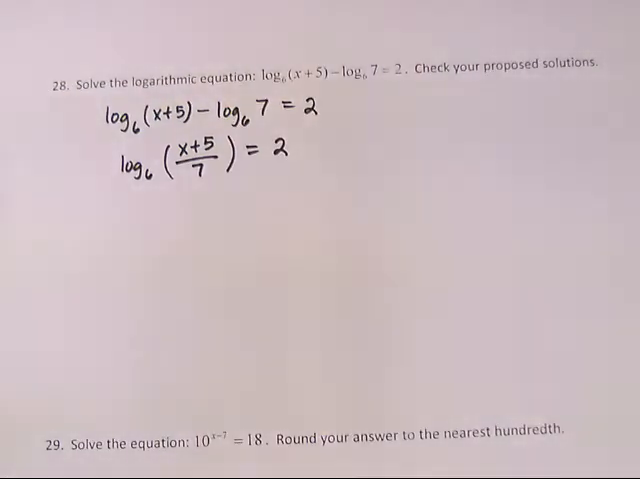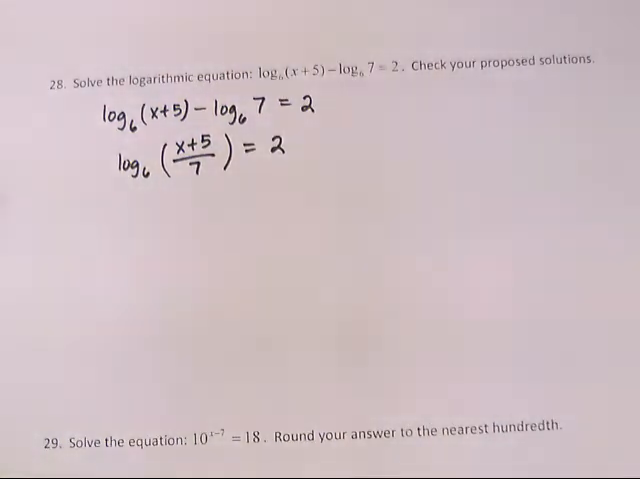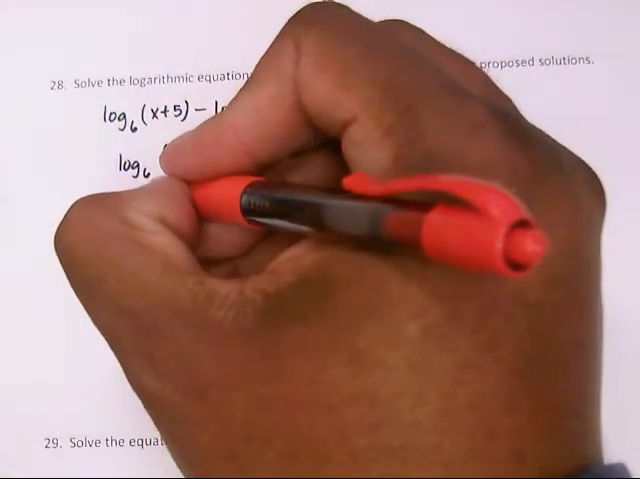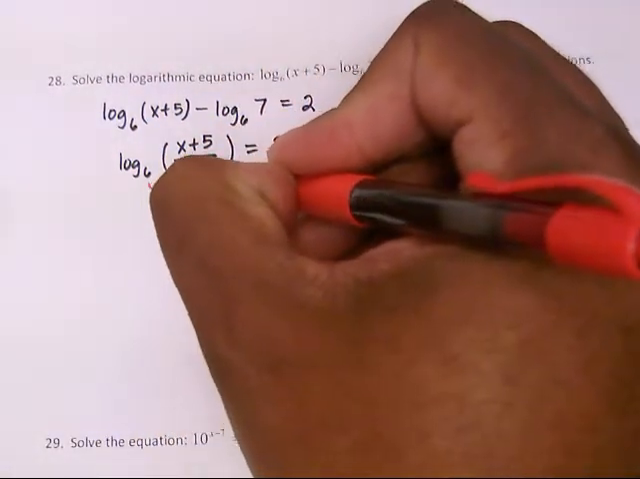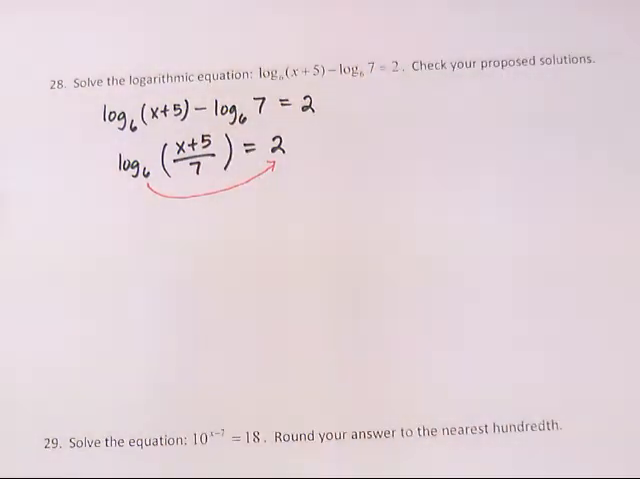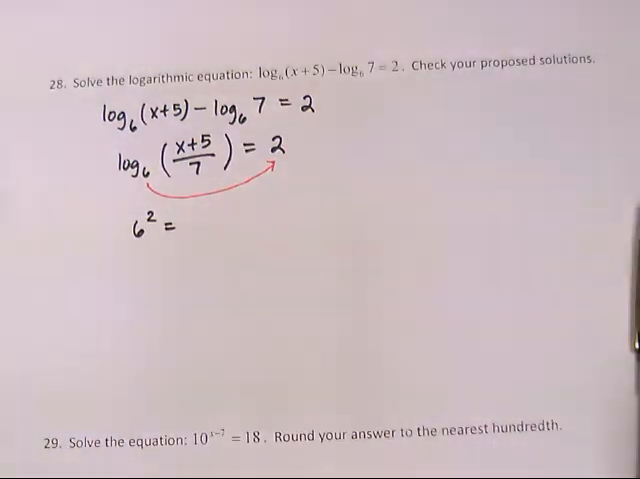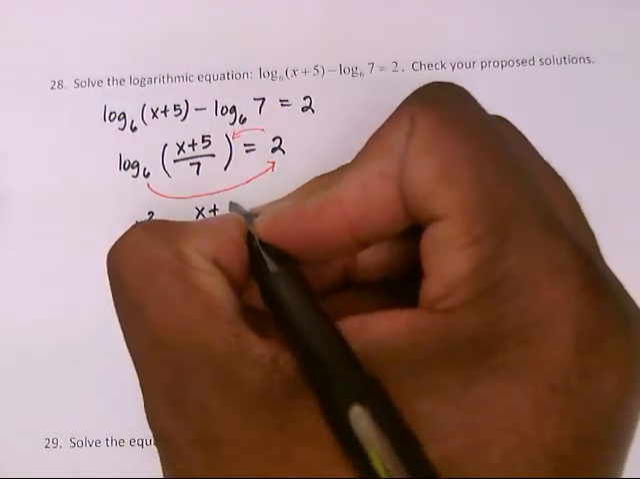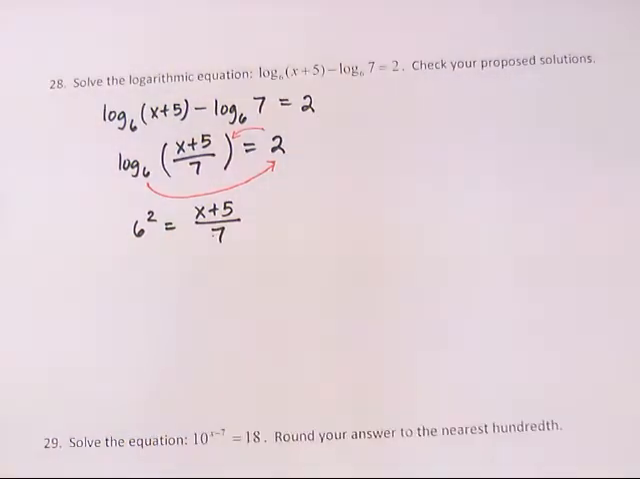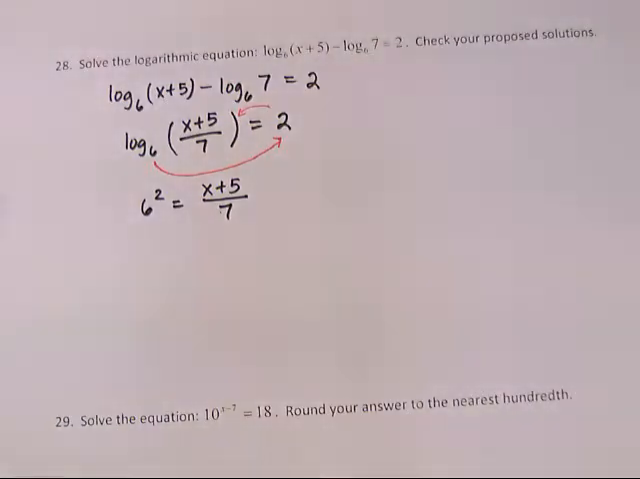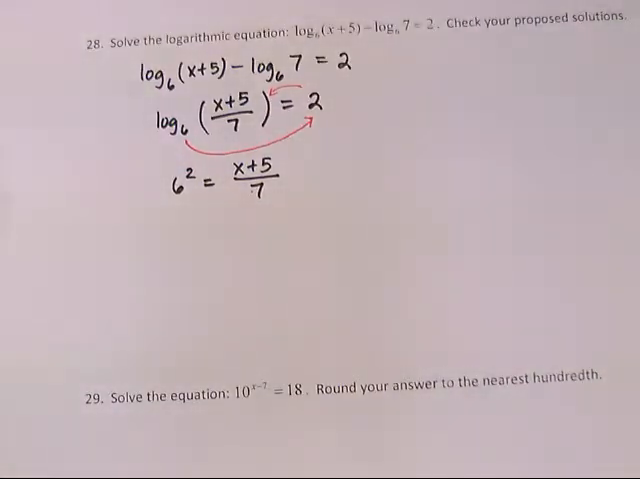Now since I have the log on one side of the equation, I cannot apply the one-to-one property. I need to write this as an equation in its equivalent exponential form. So here, the subscript is 6. That's going to be the base. This 2 will be your exponent for 6. So that would be 6 to the second equaling what's after the log, x plus 5 all over 7. That's your logarithmic equation written in its equivalent exponential form.